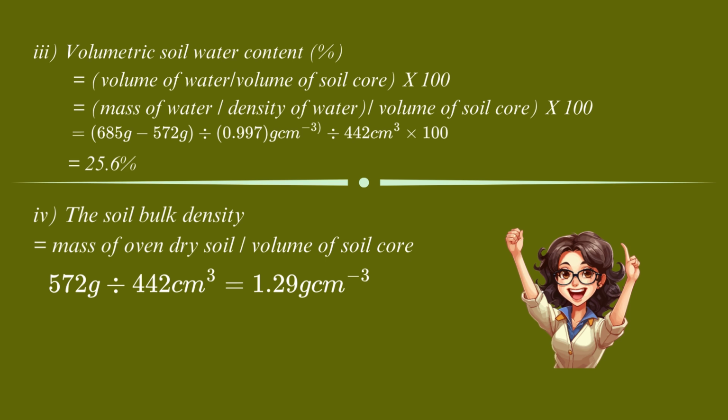Next, we calculate the soil bulk density, which is a measure of the mass of oven dry soil per unit volume of the soil core. The formula is mass of oven dry soil divided by volume of soil core. In this case, 572 grams divided by 442 cubic centimeters equals 1.29 grams per cm cubed. This bulk density value tells us how compact the soil is, which influences root growth, water movement, and soil structure.